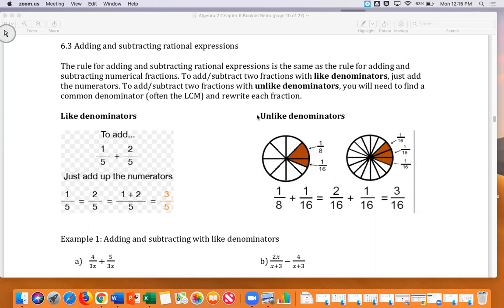So to add two fractions, like 1/5 and 2/5, that's easy. They have common denominators. I just add the numerators, right? So I would do 1 + 2 is 3, and I get 3/5, okay? But the problem becomes, how do I add fractions that have unlike denominators, like 1/8 and 1/16? Well, you have to make the 1/8 have the same denominator as the 1/16. So that would be 16. So how do I make 1/8 into something over 16? I would multiply it by 2, and I would get 2/16 plus 1/16 is 3/16. Kind of makes sense to you guys? Okay.